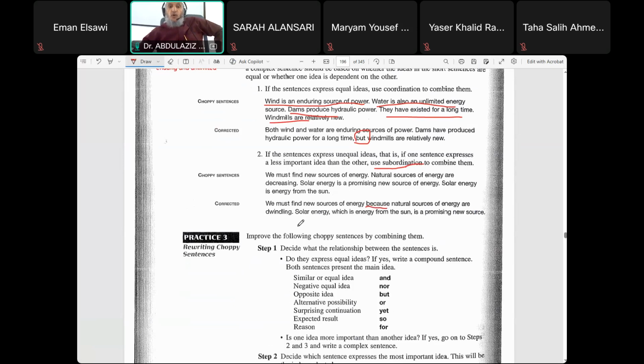Then he used the other one. Solar energy, which is energy from the sun, is a promising source. Another subordination. So he made the 4 sentences into 2. So instead of 4 sentences, he made them only 2. Here also, instead of 5 sentences, he made them 2.